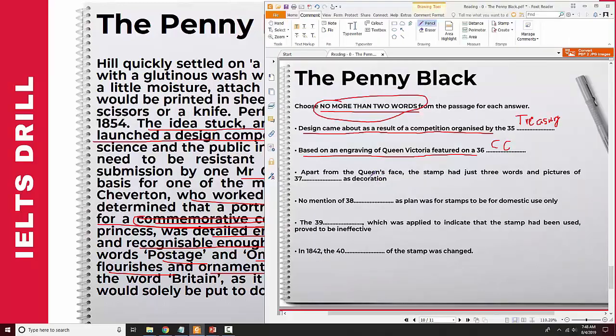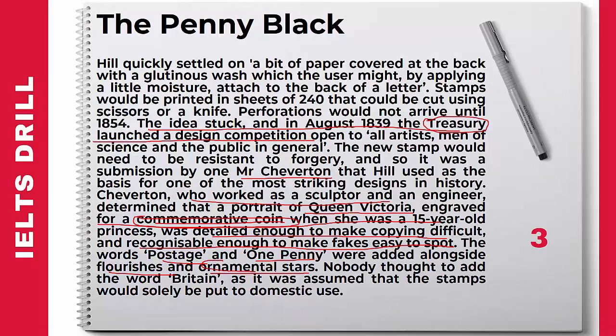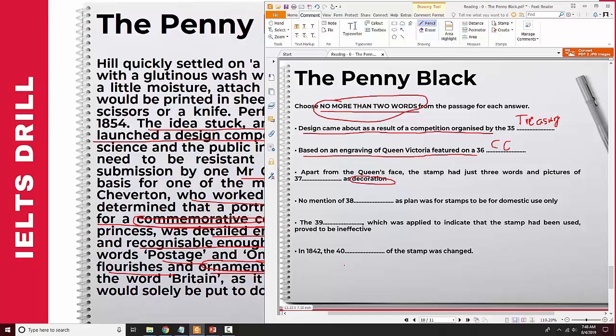Okay. Now the idea here, the key word here is decoration and ornamental. Right. So what was used for decoration? Ornamental stars. Ornamental stars. So you know the stars that are usually in old pictures. You have the stars and everything behind people's faces. That kind of stuff. Okay.